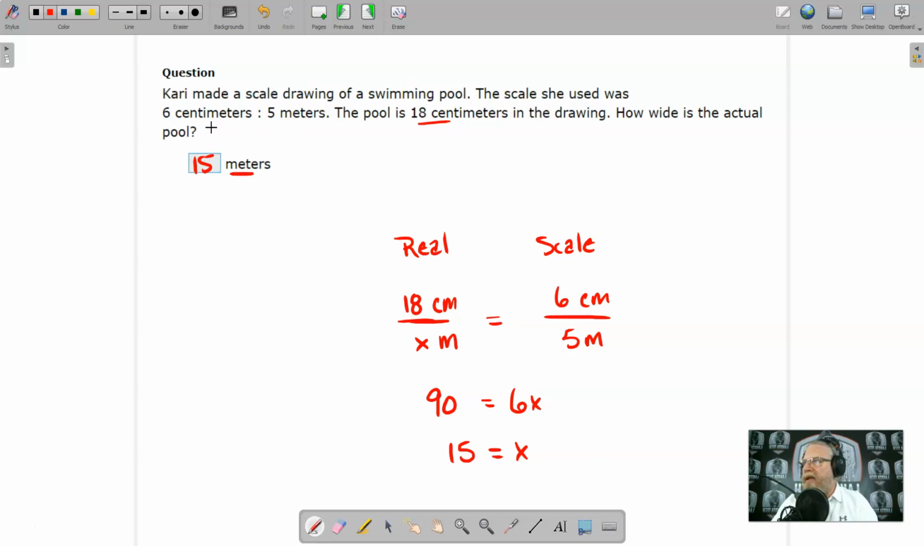Now another way you could have done that is you could have taken the scale, 6 centimeters is to 5 meters, and then which one do they give us? They give us the 18 centimeters. So the question is x number of meters. So 6 times 3 is 18, so 5 times 3 would be 15.